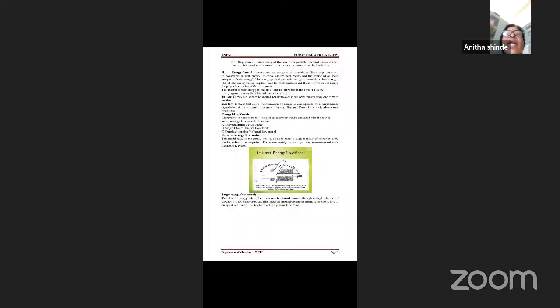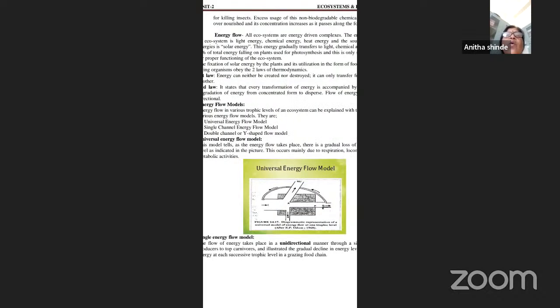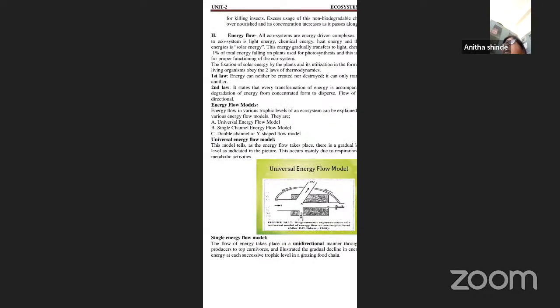So for killing the insects, excess usage of these non-biodegradable chemicals makes the soil overnourished, and its concentration increases as it passes along the food chain. So the smaller the food chain, the risk will also be very, very less. That is why they say the complexity of the food chain should not be that much.